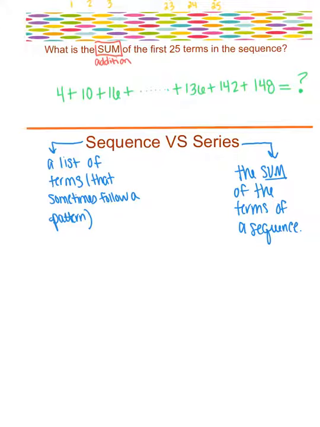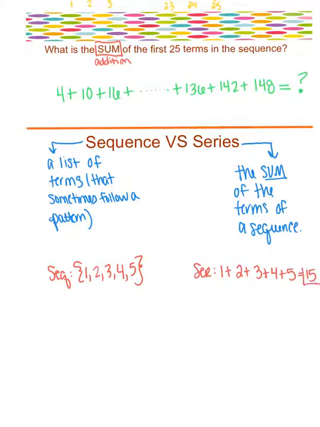Let's do a couple of examples. So here's an example of a sequence: 1, 2, 3, 4, 5. Its corresponding series would be the sum of all of those terms: 1 plus 2 plus 3 plus 4 plus 5, which is 15.